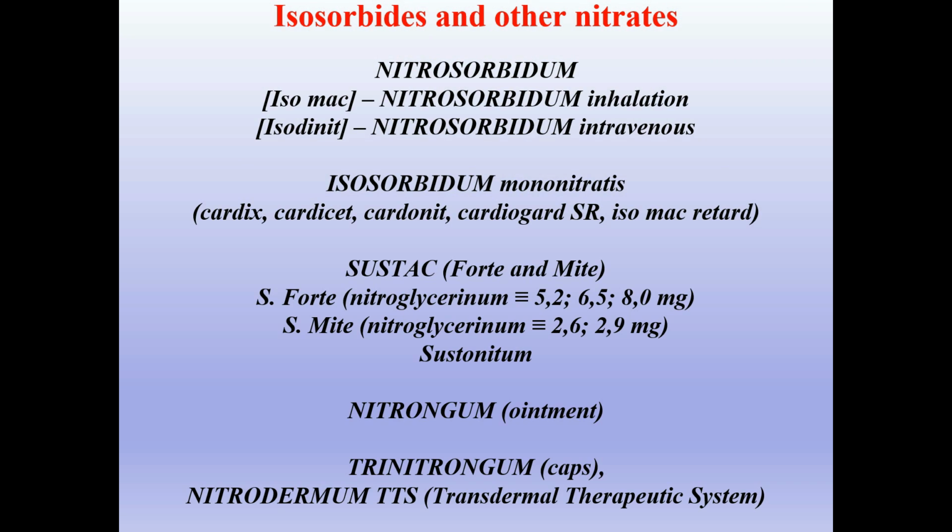Isosorbides and other nitrates. Nitrosorbide, Isomac, Nitrosorbide inhalation, Isodinit, Nitrosorbide intravenous, isosorbide mononitrate, Cardix, Cardicate, Cardonit, Cardiogard SR, Isomac Retard. These are the trade names. Sustac Forte and Sustac Mite, and the composition of them. Also Nitrong gum or Nitrong ointment, Trinitrong capsules, and Nitroderm TTS, transdermal therapeutic system.